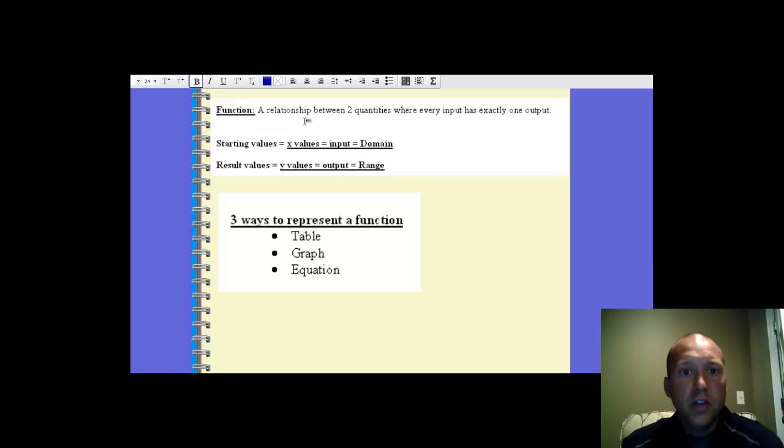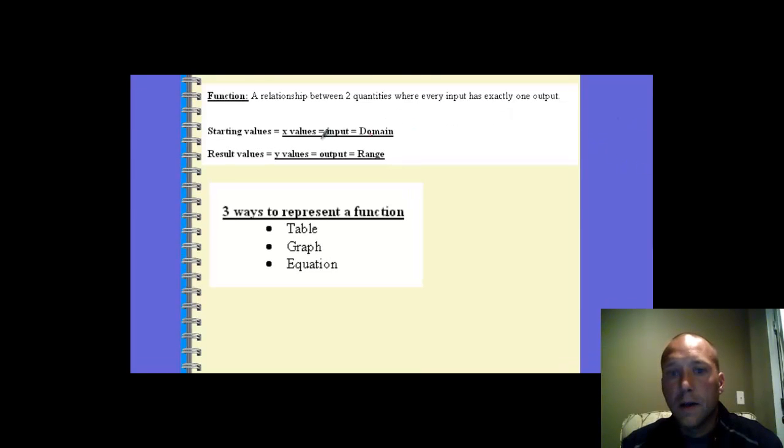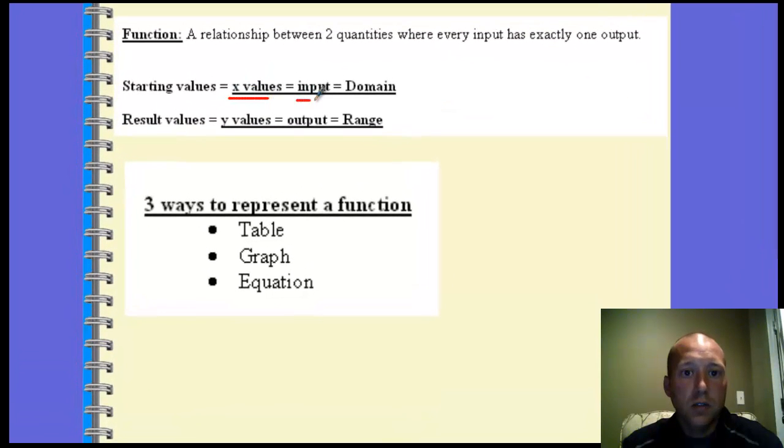So a function is a relationship between two quantities where every input has exactly one output. And some of the terminology or words we use with that. We have the x values, input, and domain. They're all describing the same thing, and so those are kind of interchangeable. The results are the y values, output, and range. So they kind of get matched up there.